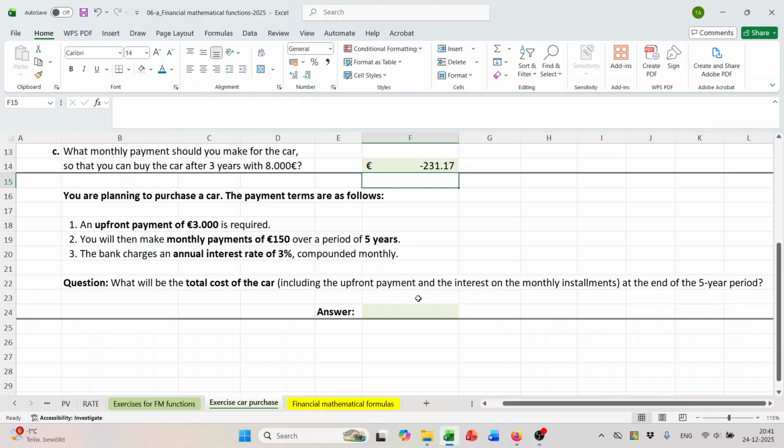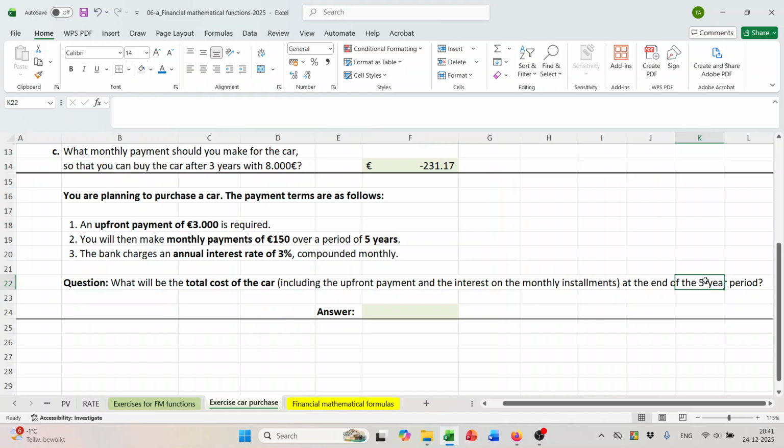So the next task, we are planning to purchase a car. The payment terms are as follows: an upfront payment of 3,000 is required. You will then make a monthly payment of 150 euro over a period of 5 years. The bank charges an annual interest rate of 3%, compounded monthly. This is important, compounded monthly. Till now we have calculated the interest rate only for a year, but in this case the rate is compounded monthly. What will be the total cost of the car, including the upfront payment and the interest, at the end of the 5-year period?